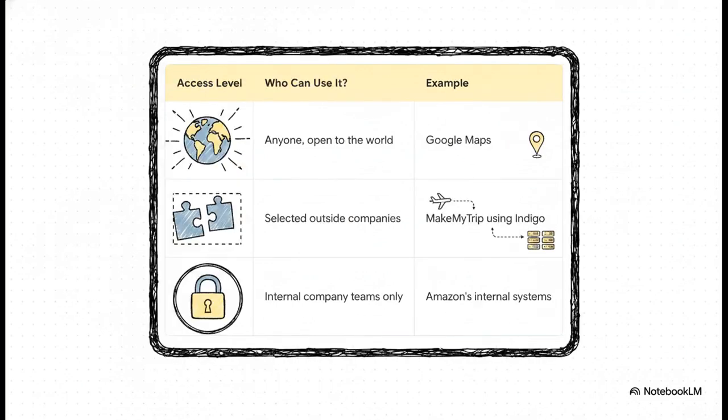From an accessibility standpoint, specifically looking at web APIs, there are strict borders. APIs can be entirely public, literally open to the world, like Google Maps, allowing anyone to embed their location data. Or they can be restricted to partners, like an airline securely sharing live flight data, but only with specific booking sites like Make My Trip. Or finally, they can be kept entirely private, locked down so only internal company teams can use them, much like Amazon's proprietary backend inventory systems.